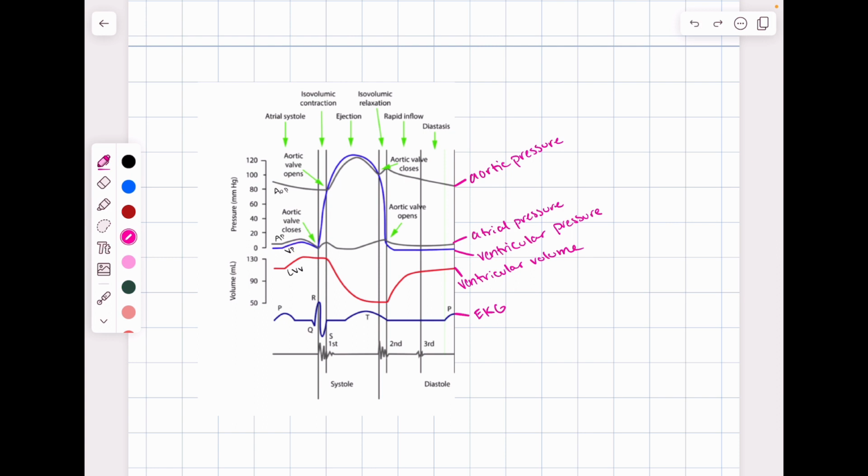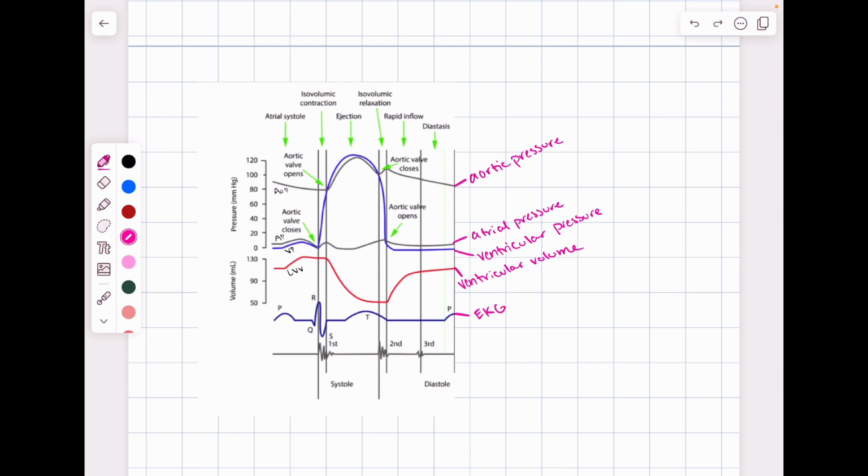So then our next stage is going to be isovolumetric contraction, which is going to be this section right here. So we have the QRS complex right here, which again is the depolarization of the ventricles. So the ventricles are going to contract. This is the beginning of the systole phase. So not just the atrial systole, but the systole phase of the heart. So where the ventricles are contracting.